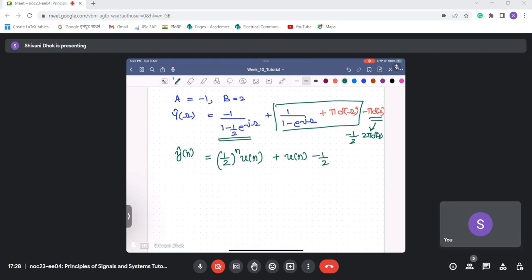Madam, B is 2, right? Not 1. Yeah, A, sorry. Okay, sorry. So this will be 2 and 2 here. So this will be 2 times u of n minus 2, minus 1. Yeah, thank you.